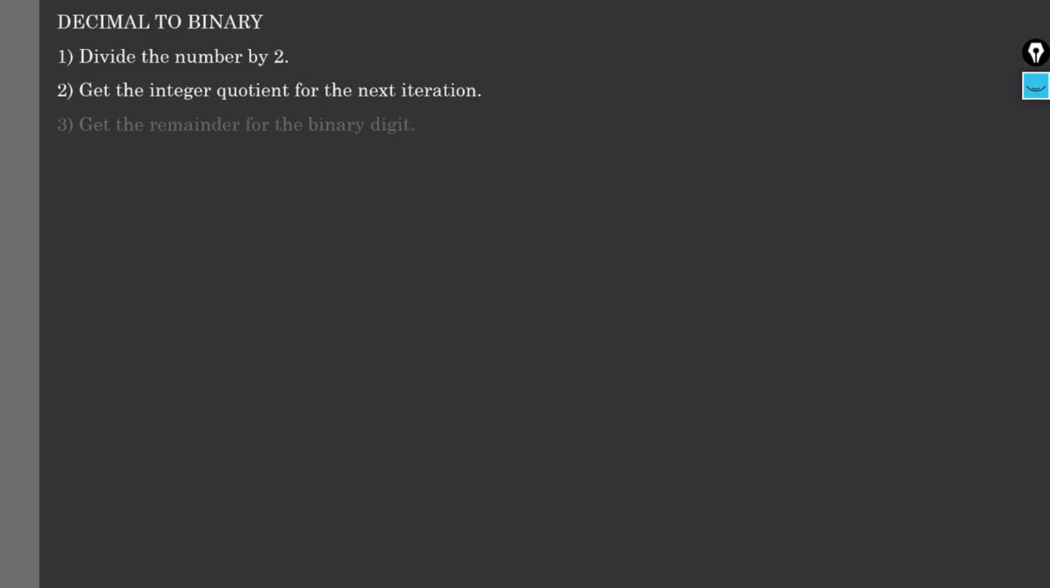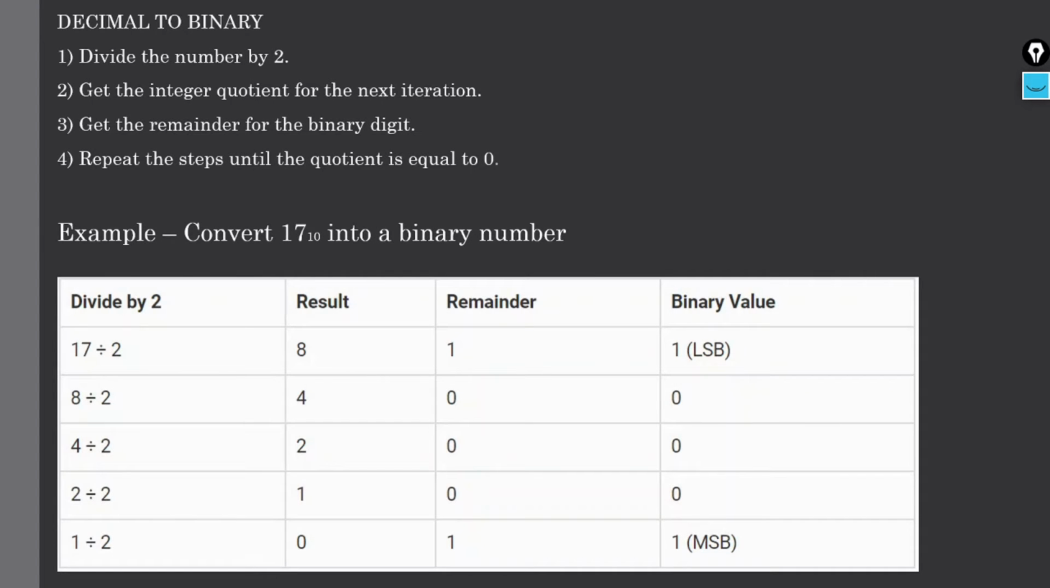So let's move forward and see some conversions here. The first example is for decimal to binary, and I have given the steps for how we convert a decimal to binary. Here is an example where we are converting 17 base 10 into a binary number. If you look into the table, it is very easy and you will easily be able to get how we do it. So 17 divided by 2.